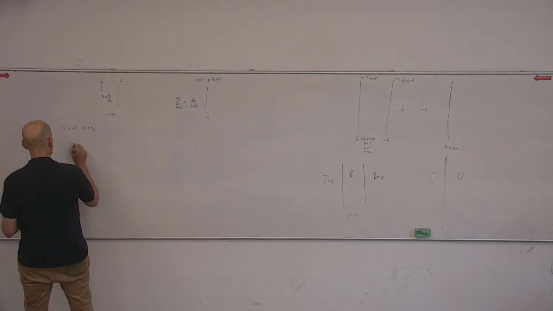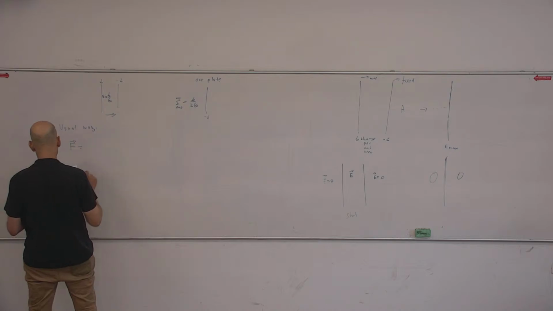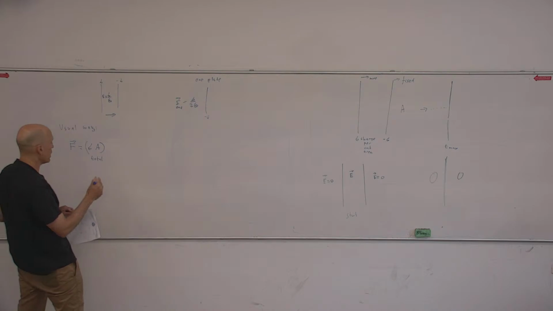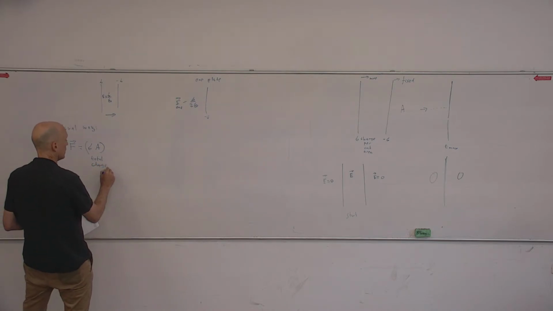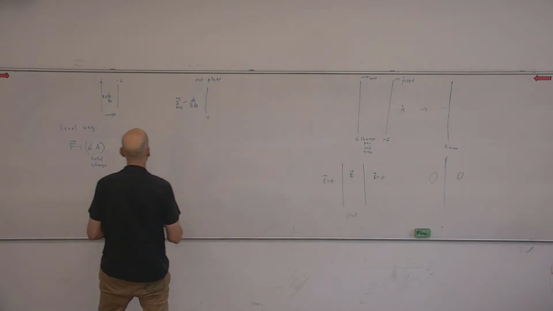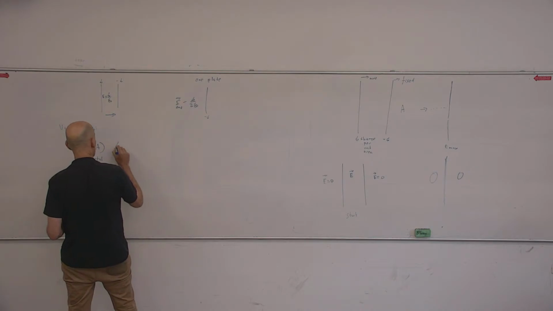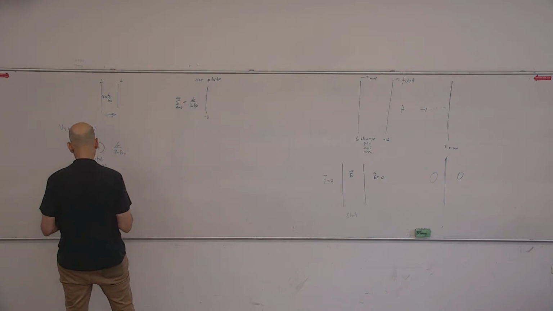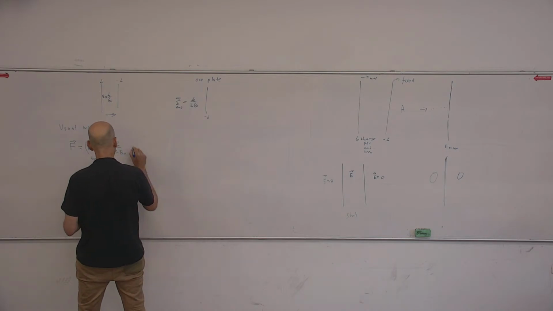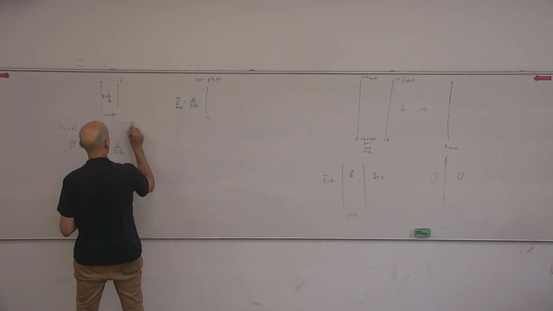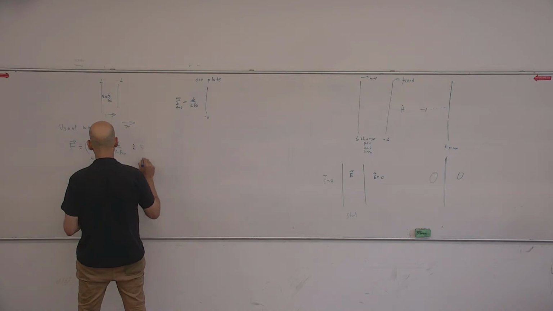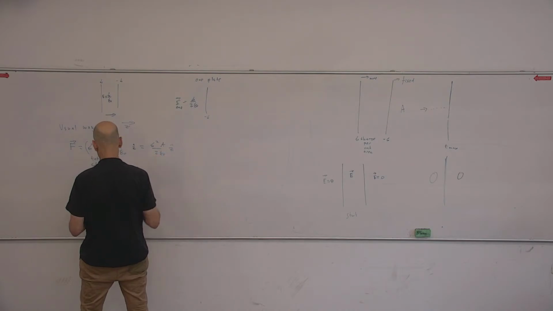You first say what is F. I think the direction is very clear. It is sigma times A. This is the total charge, because the force is the total charge multiplied by the electric field. The electric field that the left plate creates is sigma over 2 epsilon 0. It's in the z direction, and this is equal to sigma squared A over 2 epsilon 0, in the z direction.